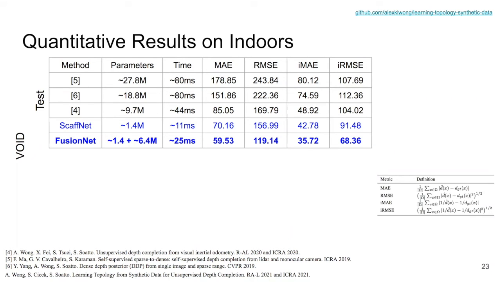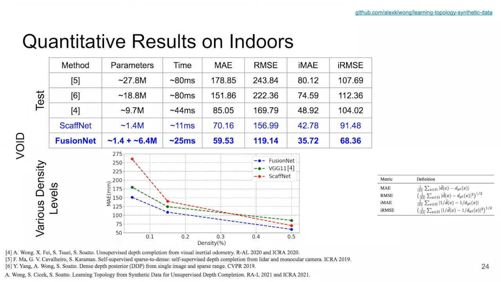Despite the mismatch in scene distributions, ScaffNet still generalizes very well to VOID, and this shows that ScaffNet learns shapes and not scenes. Furthermore, FusionNet improves the results of ScaffNet to achieve the state-of-the-art. On the bottom figure, we show a sensitivity study for various density levels of input sparse point clouds. As expected, the performance of ScaffNet degrades when we reduce density by about 10 times.